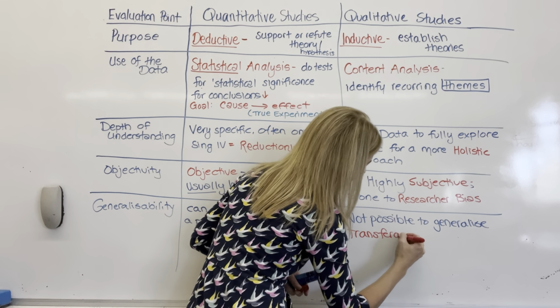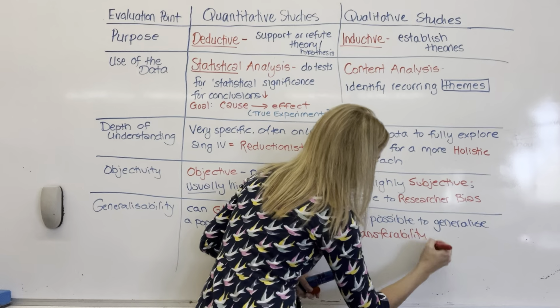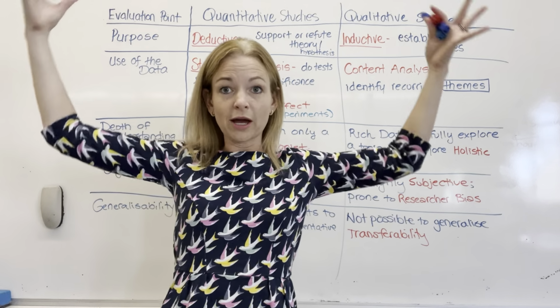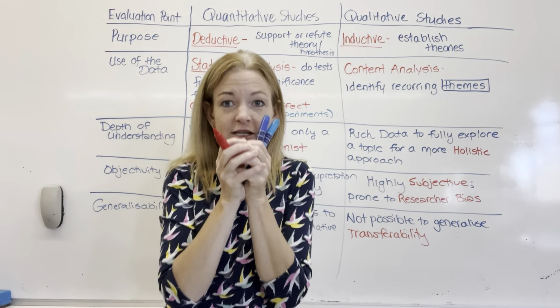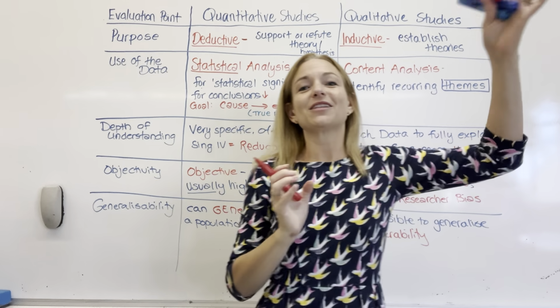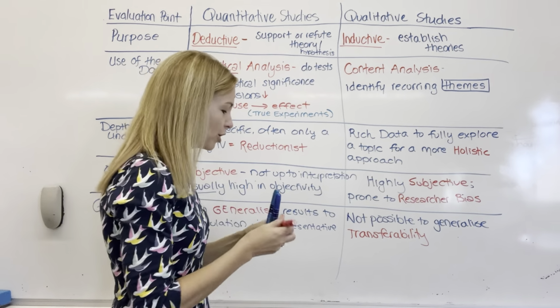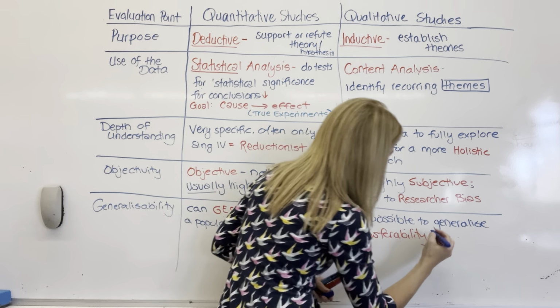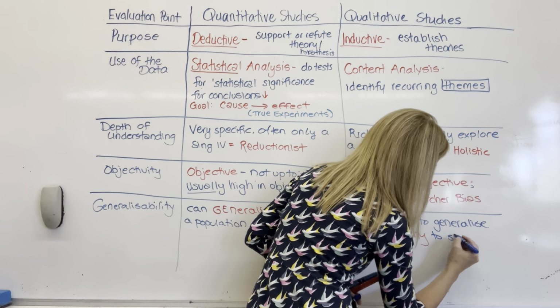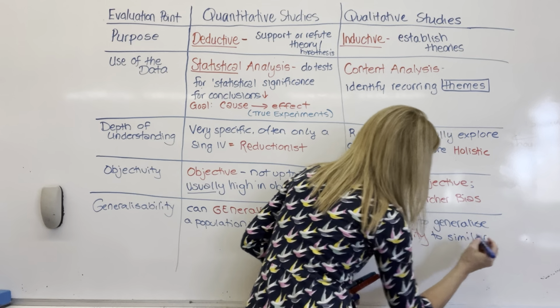where we can transfer it, not generalize. So generalize is like going this and going, everyone. Transfer is going this to this. So we're transferring it to a similar small group. We're not generalizing it across the board. So transferability to similar small populations might be possible.